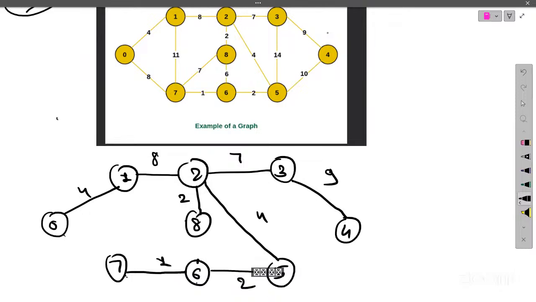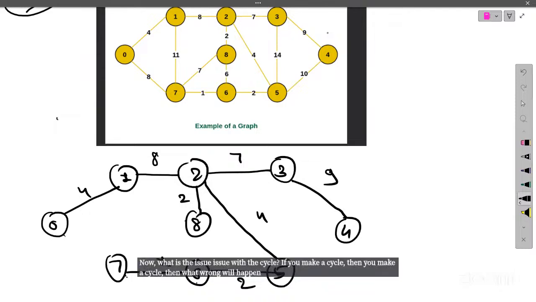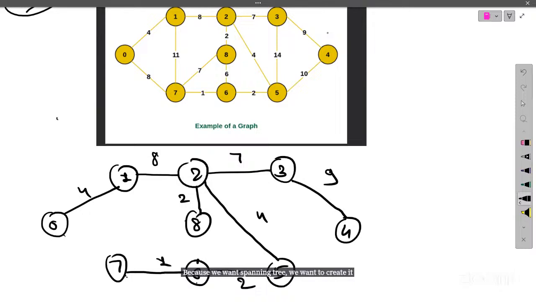Yes, Laksha. What is the issue with the cycle? If we make a cycle, then what wrong will happen? Because we want a spanning tree. Right? We want to create a tree. A tree means an acyclic connected graph. Okay.